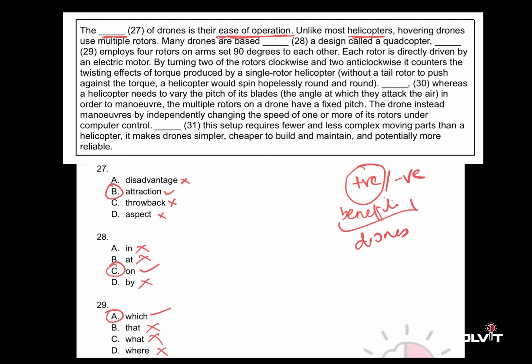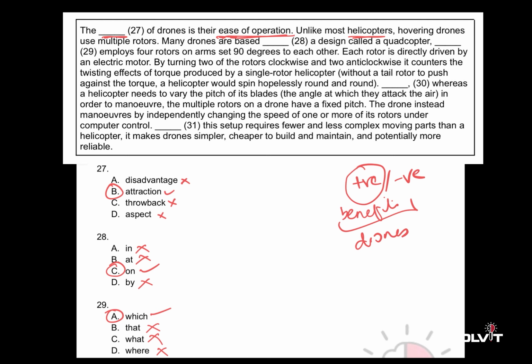Each rotor is directly driven by an electric motor. By turning two of the rotors clockwise and two anti-clockwise, it counters the twisting effects of torque produced by a single rotor helicopter. Without a tail rotor to push against the torque, a helicopter would spin hopelessly round and round.